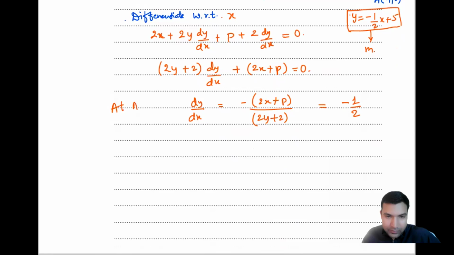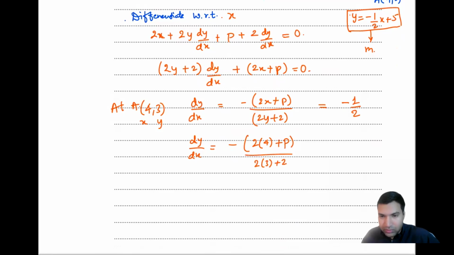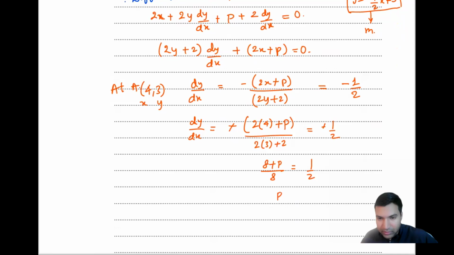So this is dy by dx at A, which is 4 comma 3. So what is dy by dx at 4 comma 3? So x is 4 and y is 3. So you just plug in x as 4, plus p over 2y plus 2, so 2 times 3 plus 2, which is equal to -1 by 2. Okay, so we get 8 plus p over 8 is equal to 1 by 2. Negative and negative cancels out. So therefore I get 8 plus p is equal to 4, or p equal to -4. Got it? So I got the value of p.